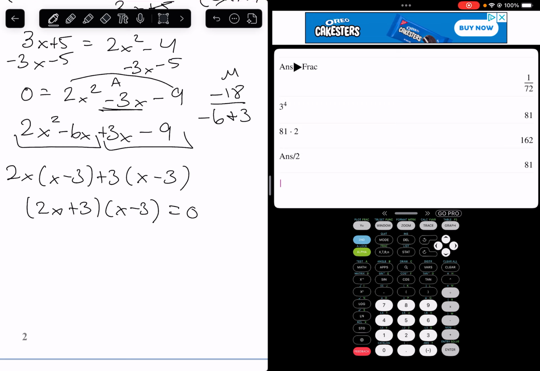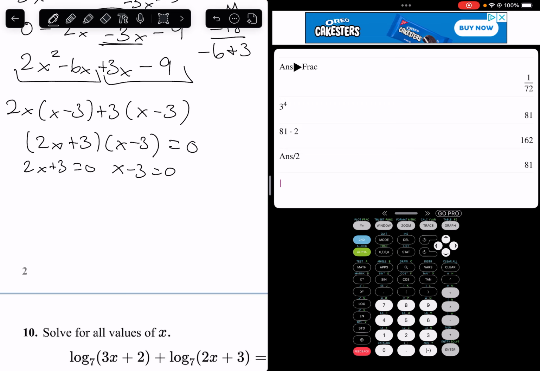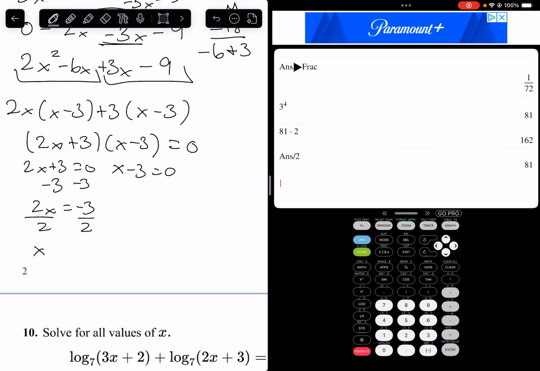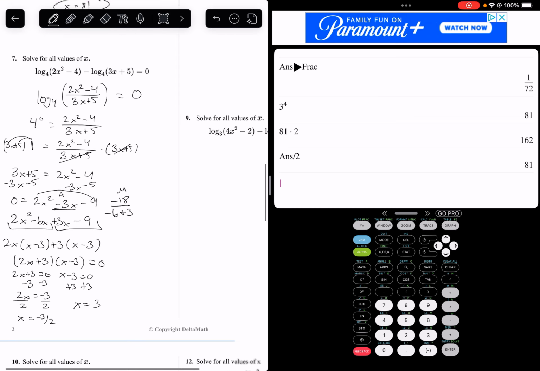Now to solve, we have to set each of our factors equal to 0. So we're going to do 2x plus 3 equals 0, and x minus 3 equals 0. We subtract 3 from both sides, we get 2x equals negative 3. We divide by 2, and we get x equals negative 3 over 2. Here we just have to add 3 to both sides, and we get that x is equal to 3. So that was a lot of work. These quadratic ones are definitely a little bit more challenging.